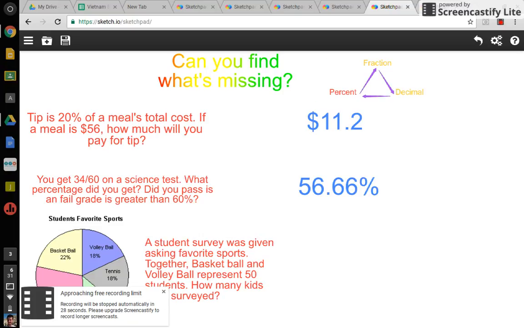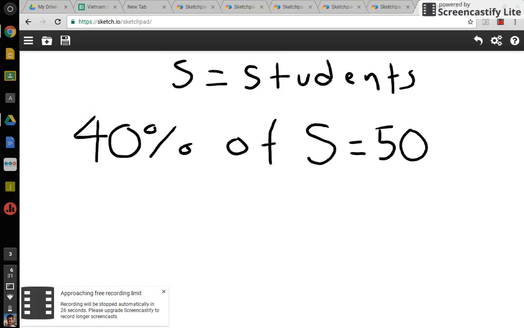So the strategy is we're going to go ahead and represent our unknown as S, the students. We're going to set it up as 40% of our unknown is equal to 50, and then we're just going to solve for that. If you're not sure how to do that, you could guess and check. You could plug in any value for S and see what you come out with. If you remember algebra, you can simply divide 50 by 40%.